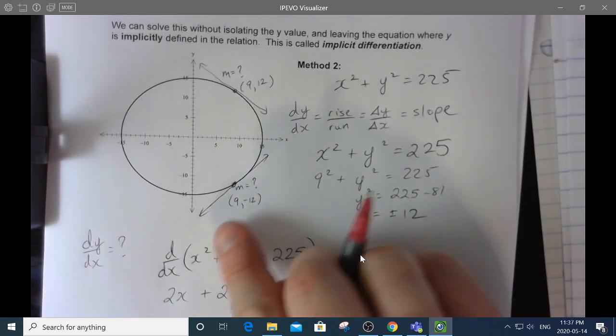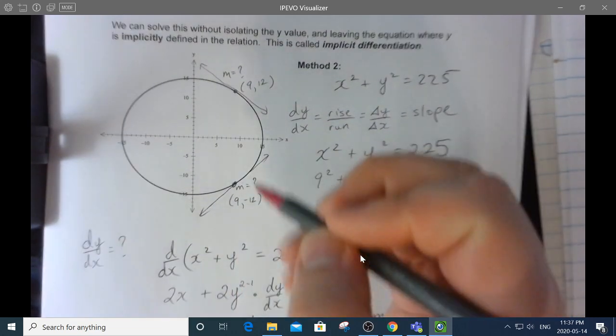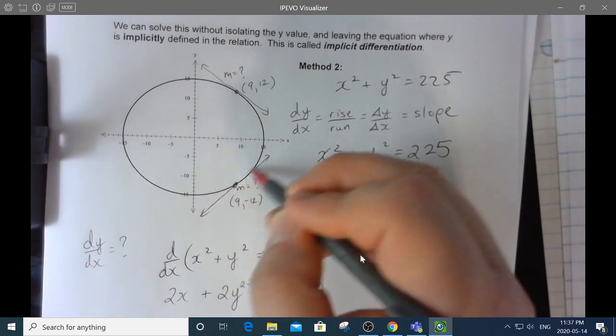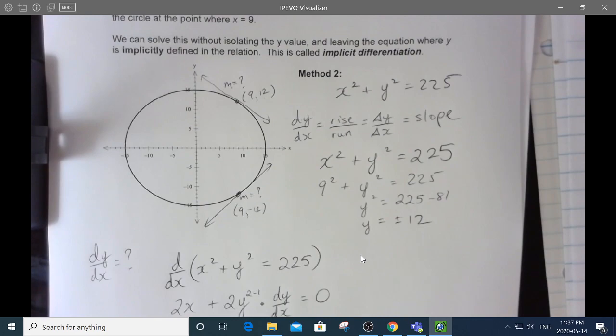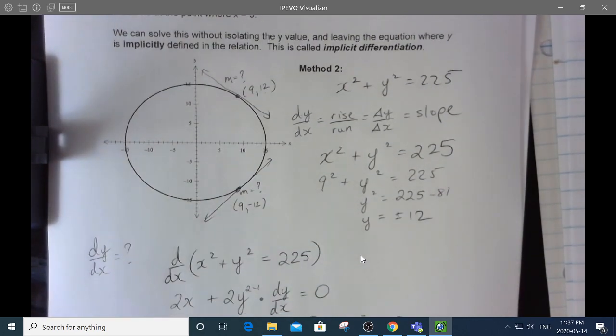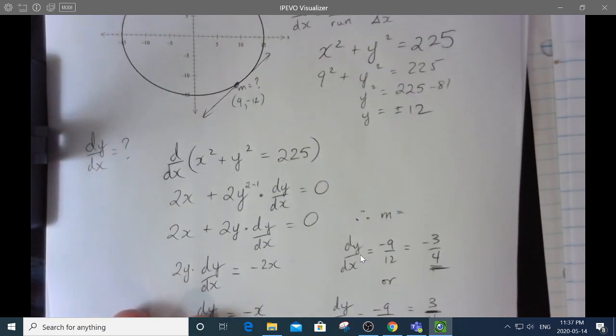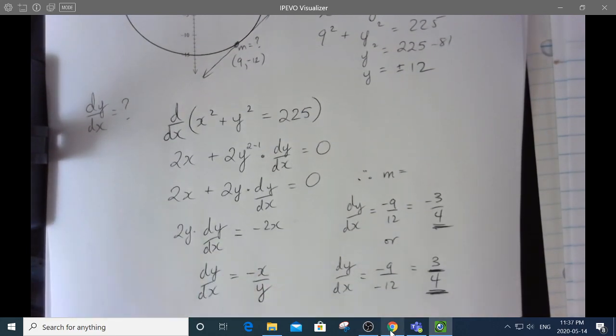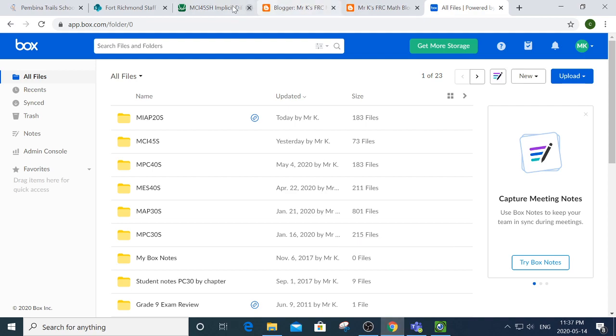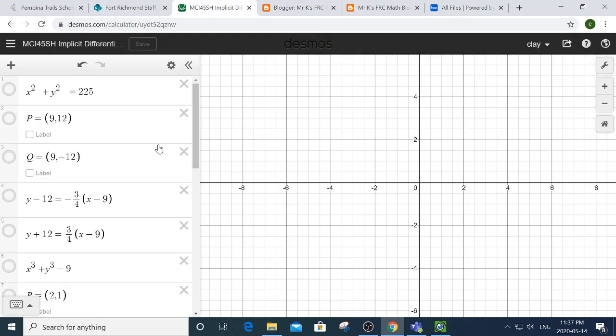Obviously one of these, the one with the negative y coordinate, has a positive slope, and the one with a positive y coordinate has a negative slope. And you can check to see if you've done these right on Desmos, which we've been showing you for most of the course that you're doing this kind of stuff.